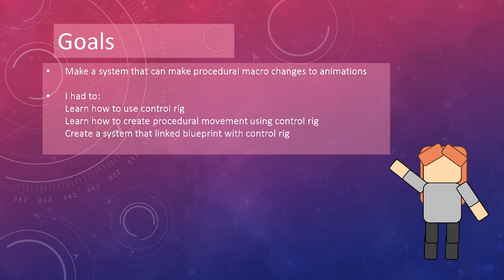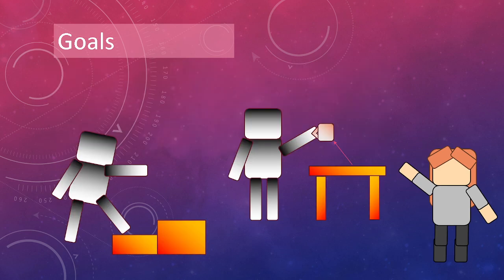Now, the idea behind this project was how could I apply Unreal's systems and blueprints and calculations into something that could really help an animator out on the macro level when it comes to adjustments and just general quality of life. To do this, I had to learn how to use Control Rig, I had to learn how to make procedural movement using Control Rig, and I had to make a system that linked Blueprint with Control Rig. Now, this is just a bunch of jargon, so how about an example?